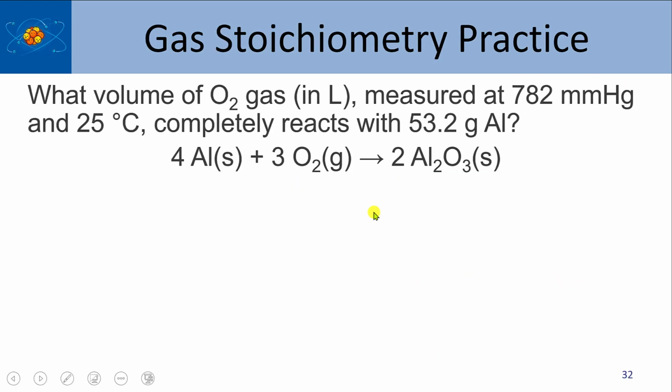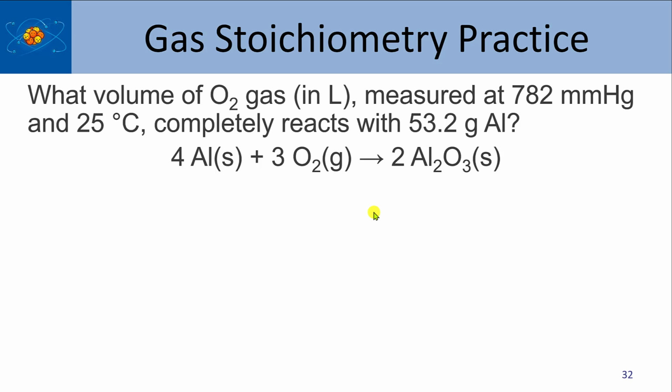Okay, so in this example, what you need to do is work on this problem. Let me set it up for you, and then I'll pause it, and then you can work it out, and then you can check your answer, and we'll go through it. Okay, so let me set this up for you. It says what volume of oxygen in liters measured at 782 millimeters of mercury and 25 degrees Celsius completely reacts with 53.2 grams of aluminum.